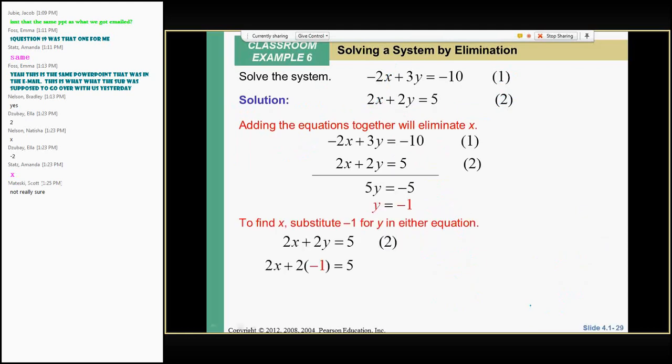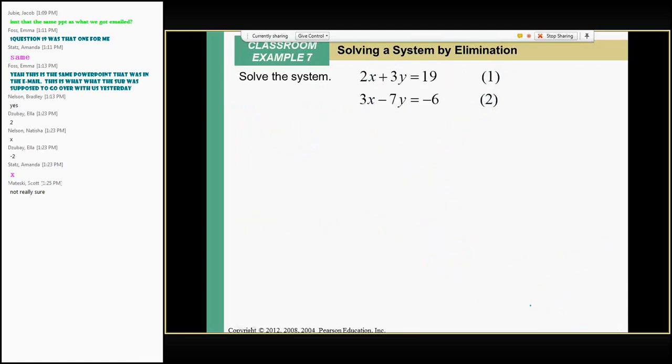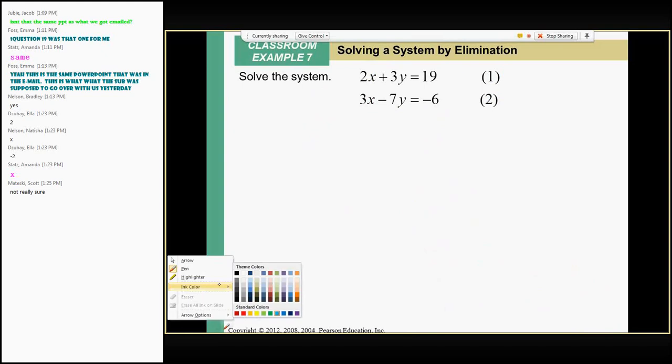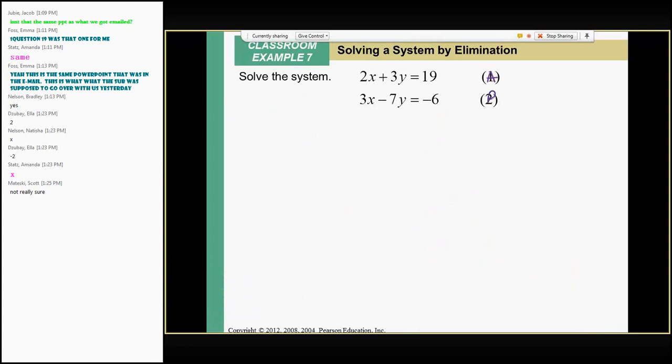Okay, let's look at example 7. I think that's the next one. Now, if you notice example 7, there are no opposites, right? The x's are not opposites. And the y's are not opposites, but that's really the goal. Get opposites. So you have to decide, do you want your x's to be opposites or do you want your y to be opposites? Okay, some say y because one's already positive, one's already negative.